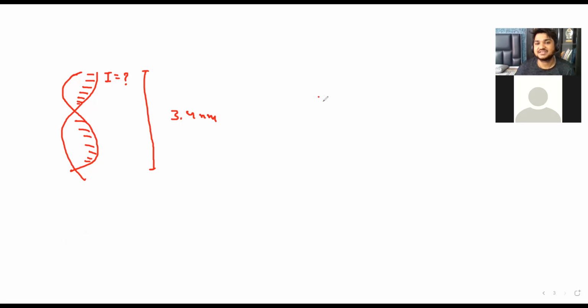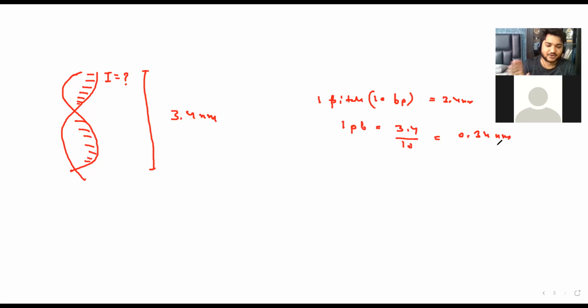So one pitch means 10 base pairs, which is 3.4 nanometer. If I want to find out how much distance one base pair is covering, of course you are going to divide it by 10 using the unitary method. So you are going to get 0.34 nanometer. If one is 5 rupees, of course 5 would be 25 rupees. So it is 0.34 nanometer. Any doubt here? This is the one base pair.